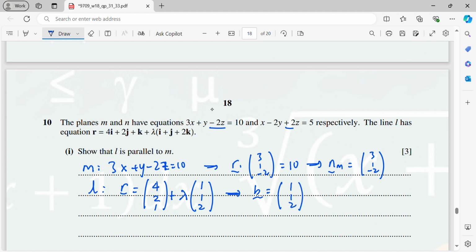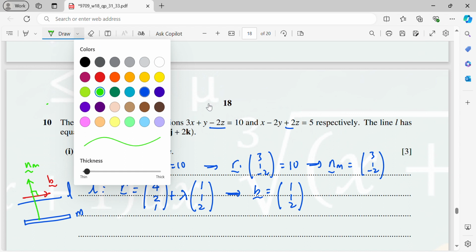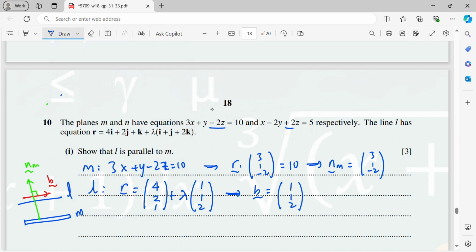And now you need to prove L is parallel to M. Let's say this is L and this is M. For the L, we have the direction vector b. For the M, which is a plane, we have the normal vector. If the line and plane are parallel to each other, then b is perpendicular to the normal vector n of M. So to show perpendicular, I have to show the dot product.